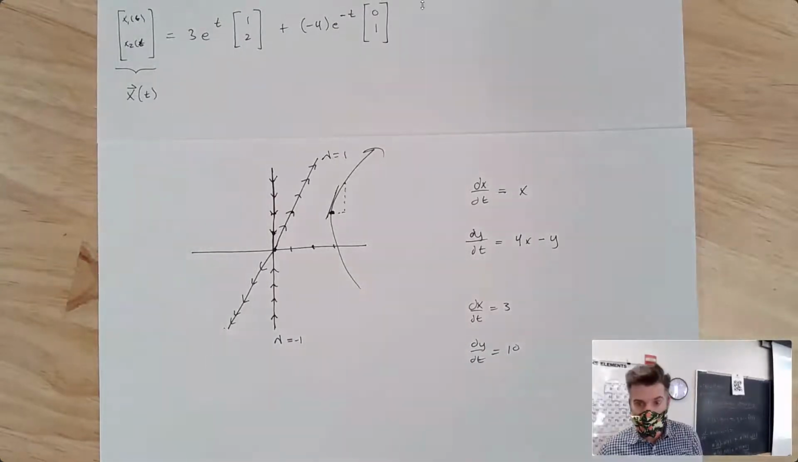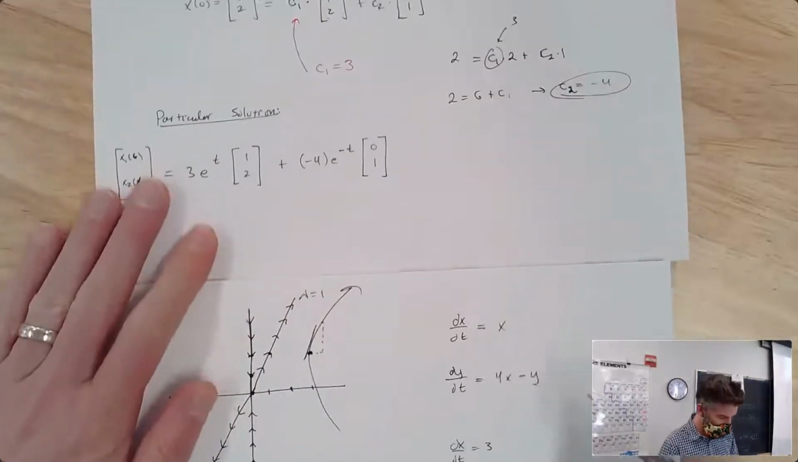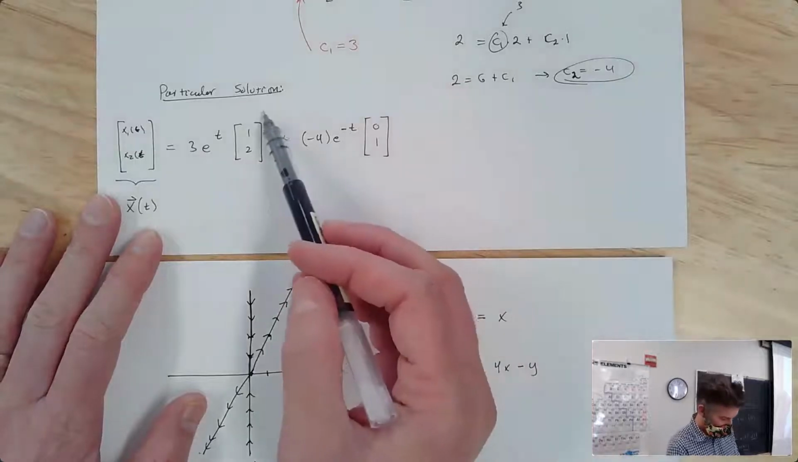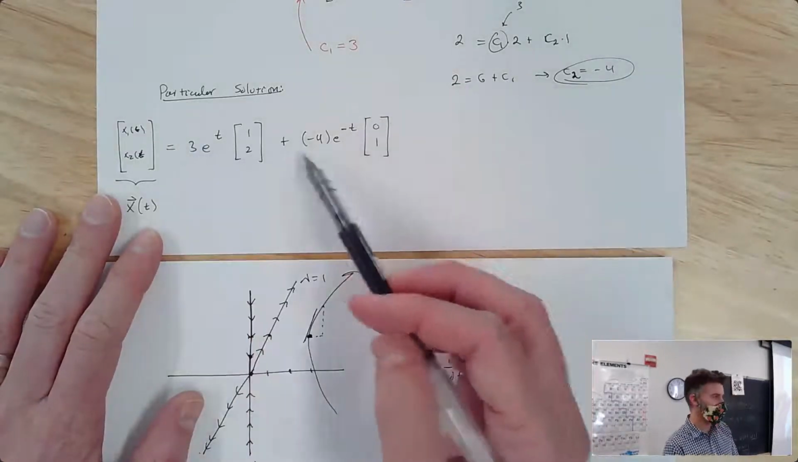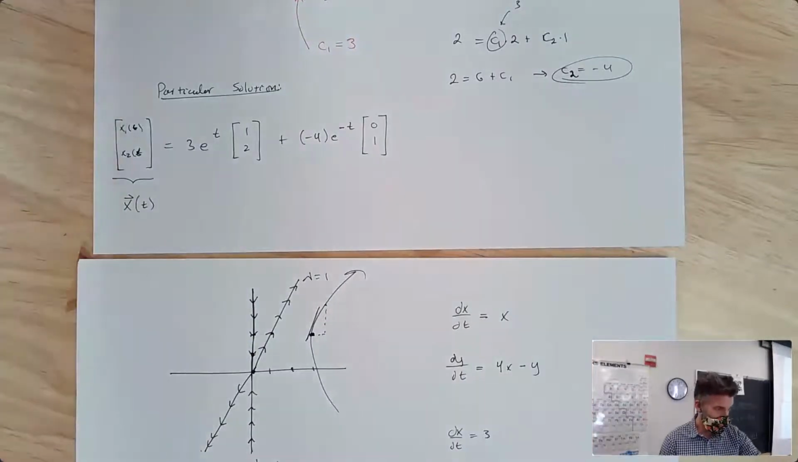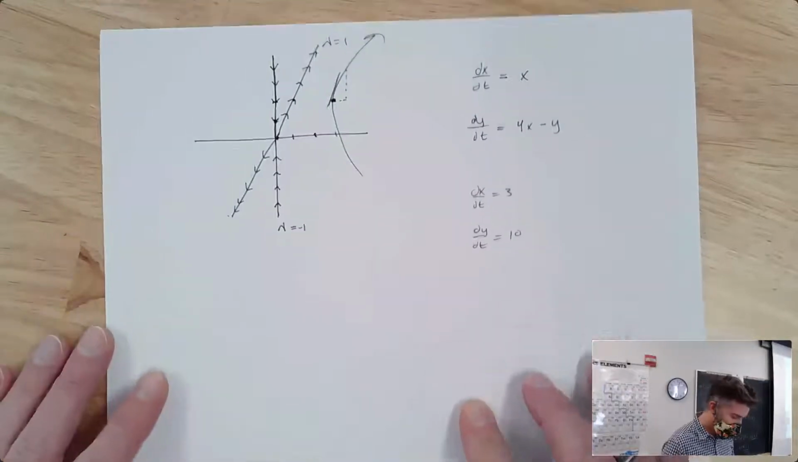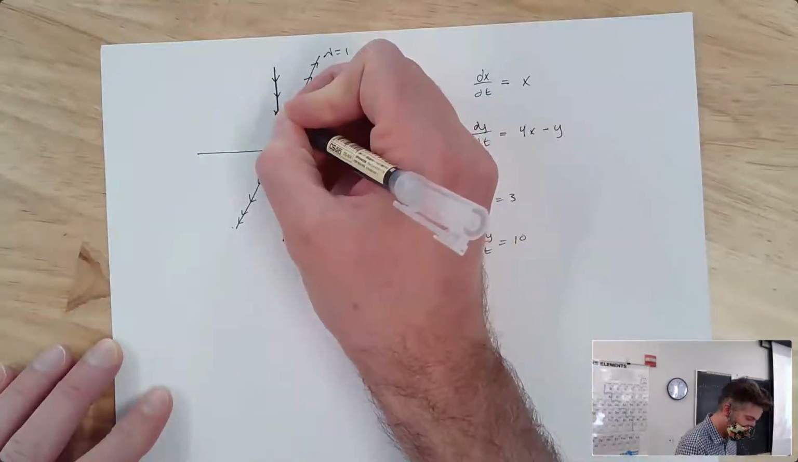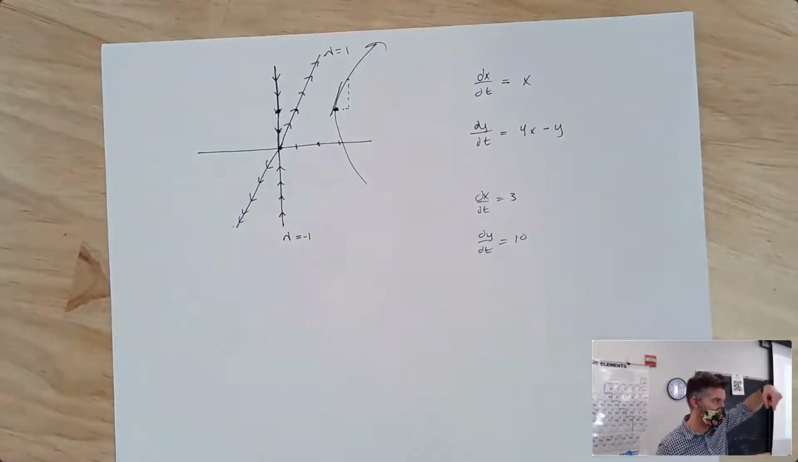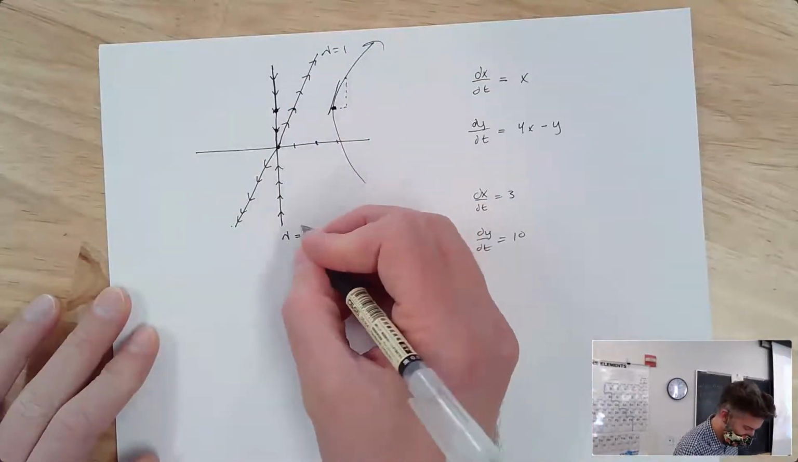Looking back at our particular solution, you can see that as t goes on and on, we're going to get this part blowing up and this part becoming not very useful. Now, here's the only exception to this. If we started on this line where the eigenline is pointing in, all of our directions pointing towards the origin, this eigenline where the eigenvalue is negative.